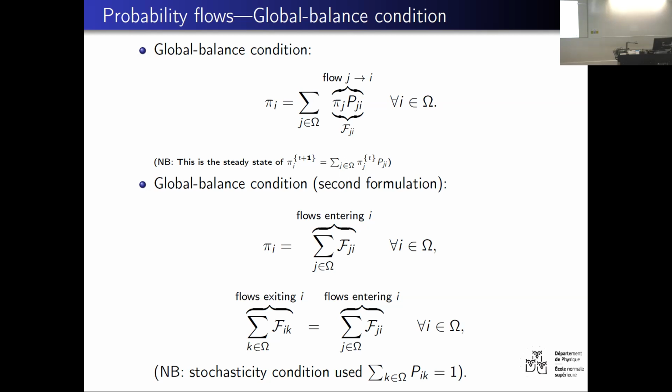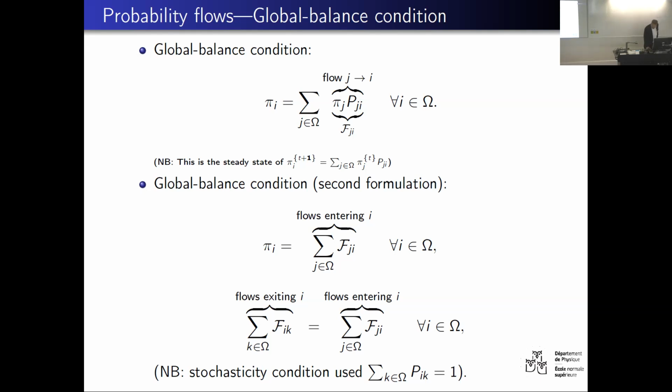And we have a second formulation, which means that if you use that all transition matrices are stochastic, which means the row sum of the transition matrix is equal to 1, then you can show that the flow that gets out of any sample i must be equal to the flow that goes into any sample. So that's the global balance condition. It's an incompressibility of the flow as you go into a sample i. So what comes in as probability flow must be going out as probability flow.